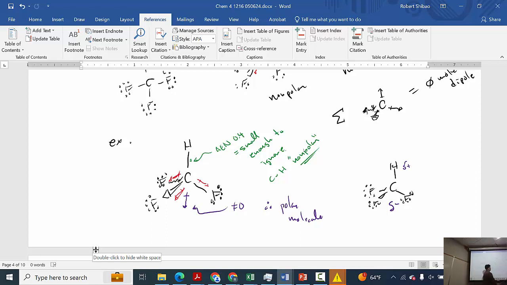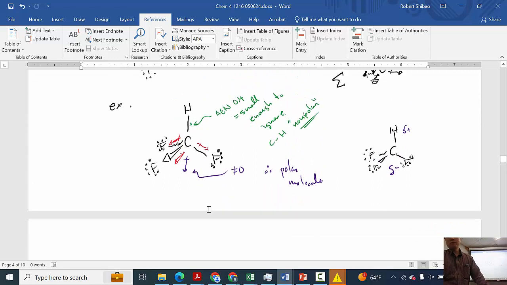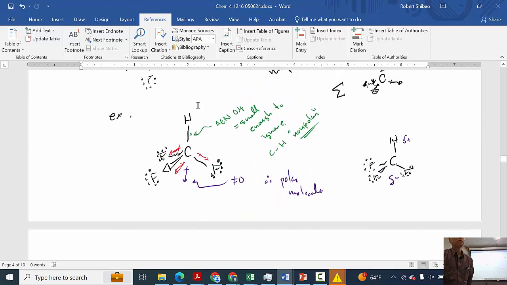We show that in different ways. We could draw delta plus. So the hydrogen end of this would be delta plus. The fluorine end of this would be delta minus. And so that's our dipole. Dipole is these 2 poles, positive pole and negative pole on the molecule. Okay, any questions on that?